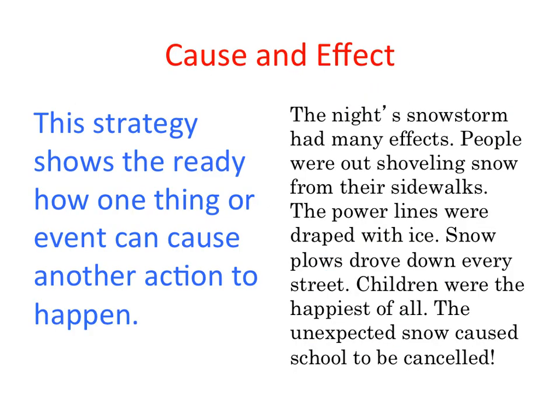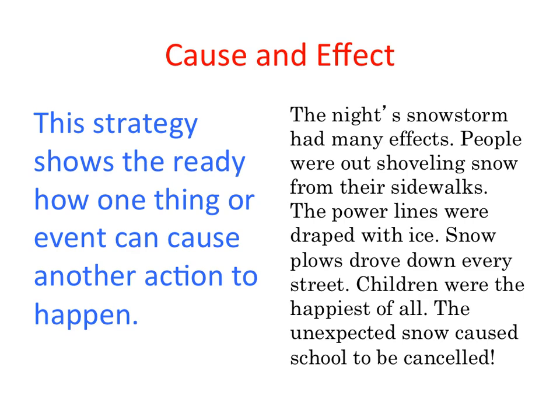The cause and effect strategy shows how one thing or one event can cause another action to happen. Let's look at this paragraph and see the cause and the effect. The night's snowstorm had many effects. People were out shoveling snow from their sidewalks. The power lines were draped with ice. Snowplows drove down every street. Children were the happiest of all. The unexpected snow caused school to be canceled.